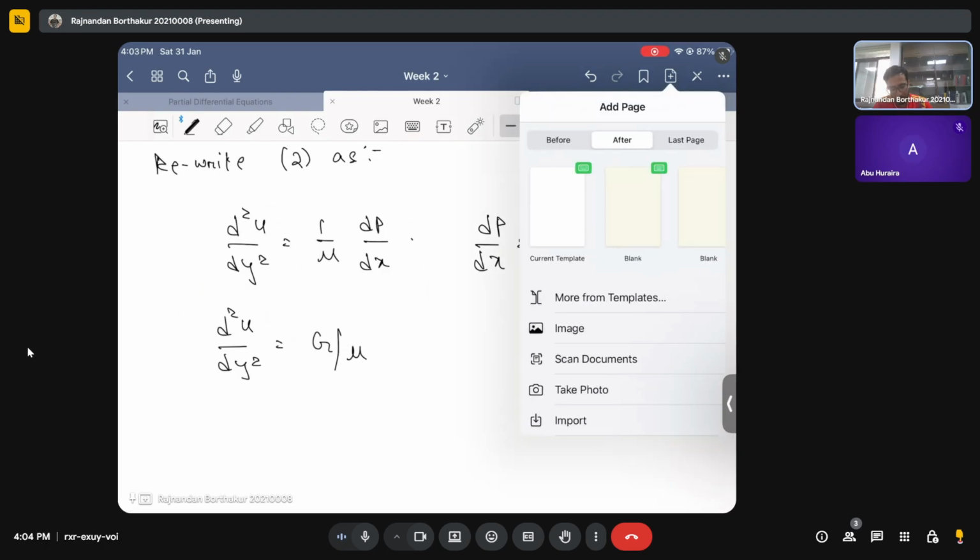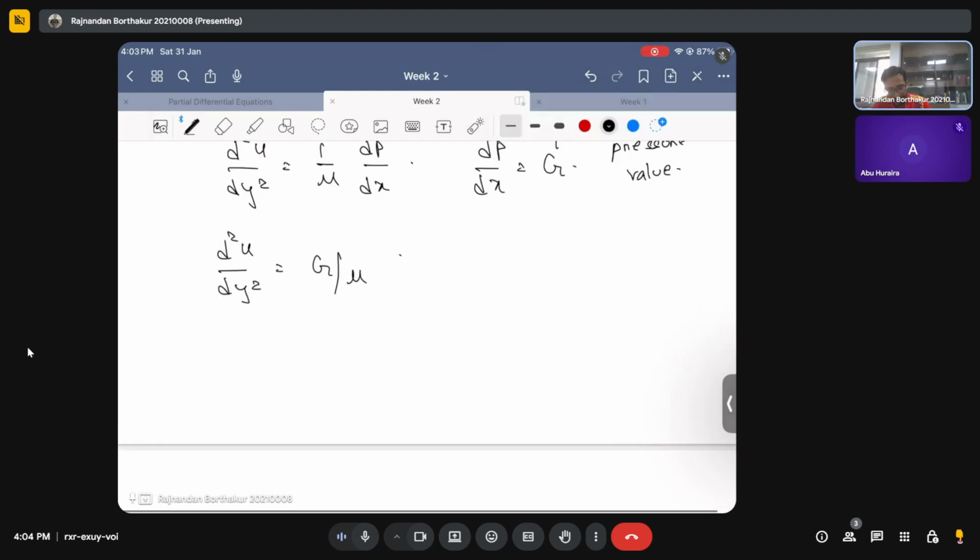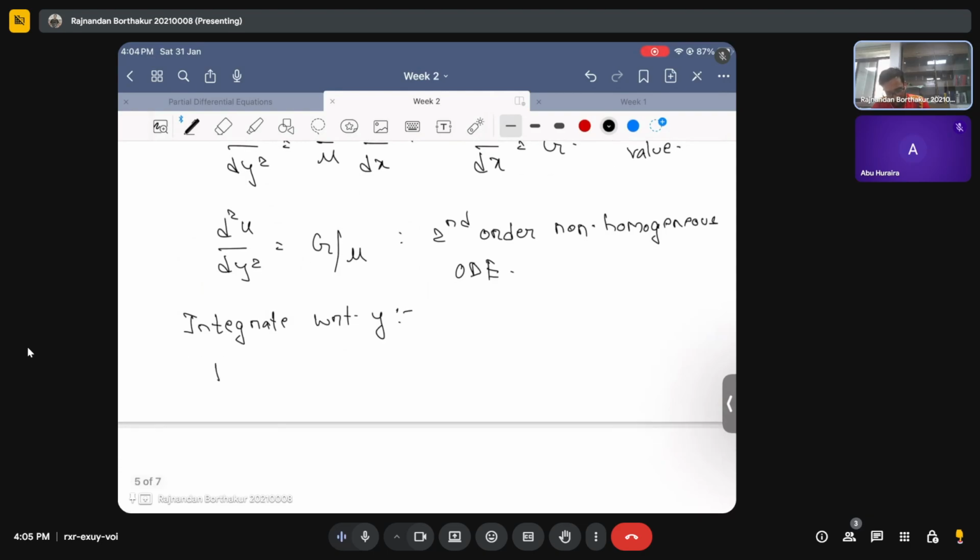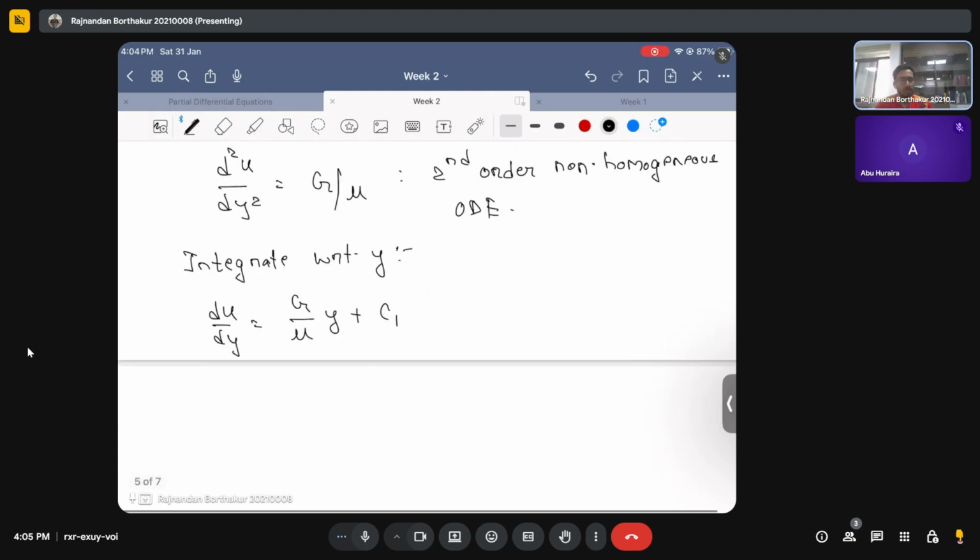Now what we need to do is simply integrate. I hope you can realize that this is a second order non-homogeneous ODE. Okay, but this is integrable. So what we'll do is integrate this once, with respect to y. Okay, so let's see what we get. If we integrate it once with respect to y, we'll get du dy, and this would be g by mu, and the integral of dy is just going to be y, plus a constant c1. Okay.